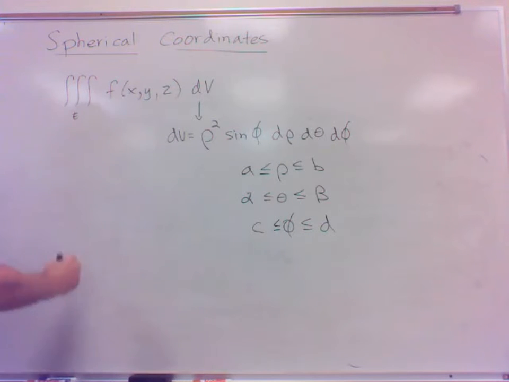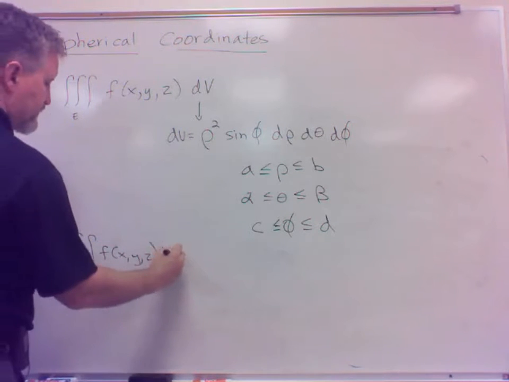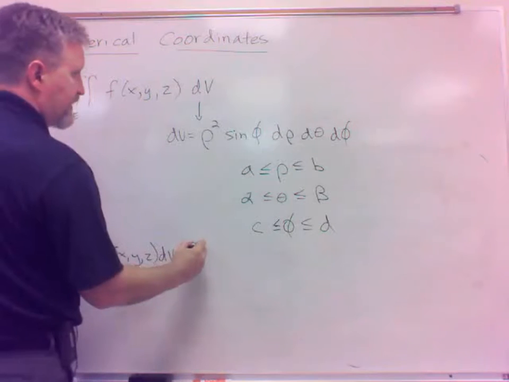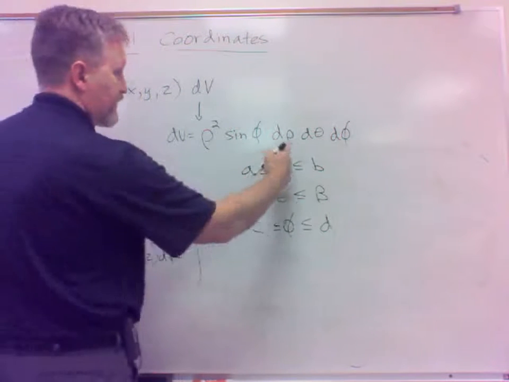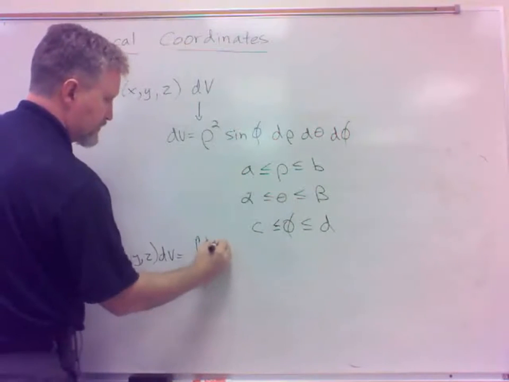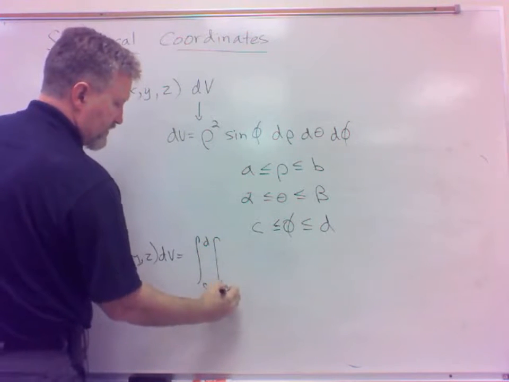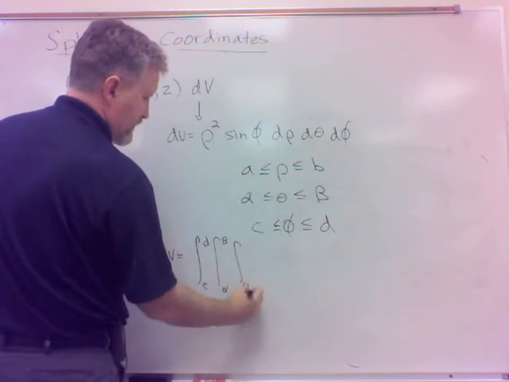So this triple integral over region E, f of x, y, z dV, in spherical coordinates, that's the usual order there, so that we go. Phi is C to D, theta is alpha to beta, and rho is from A to B.